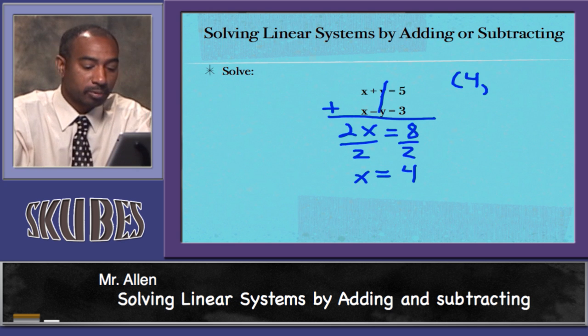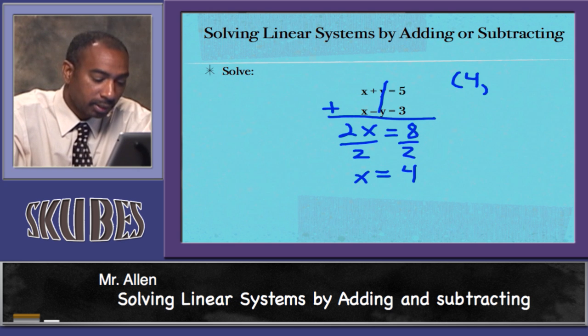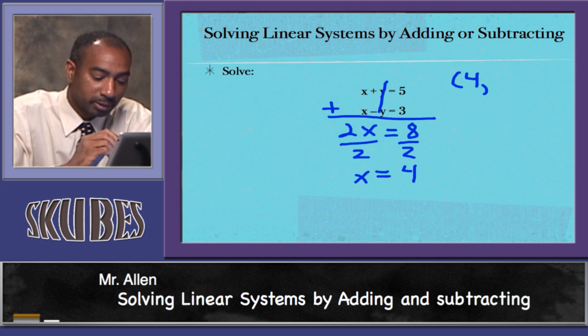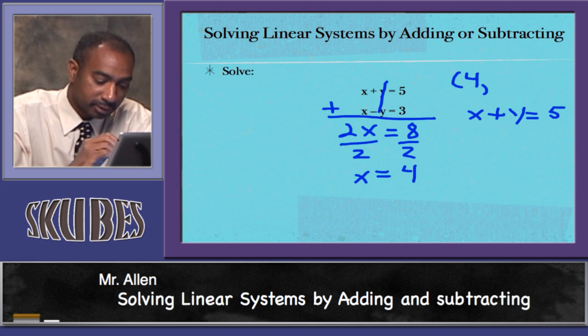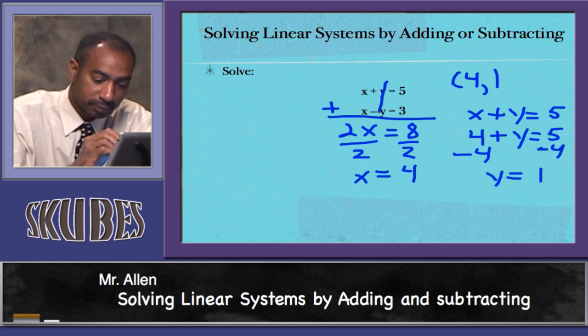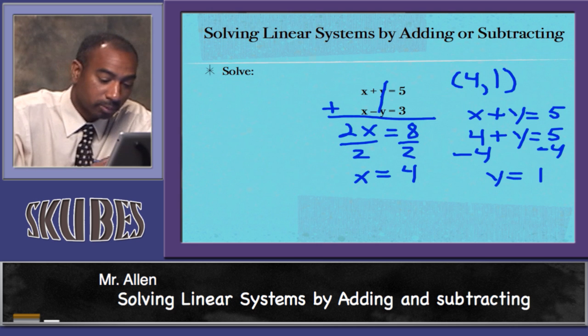And all we have to do is solve for the y term. You can pick the top or bottom equation. Let's say I pick the top one. X is 4, where I have x plus y equals 5. I replace the value of x with 4. So 4 plus y equals 5. I subtract both sides by 4. Y must be 1. So the point of intersection is 4, 1.